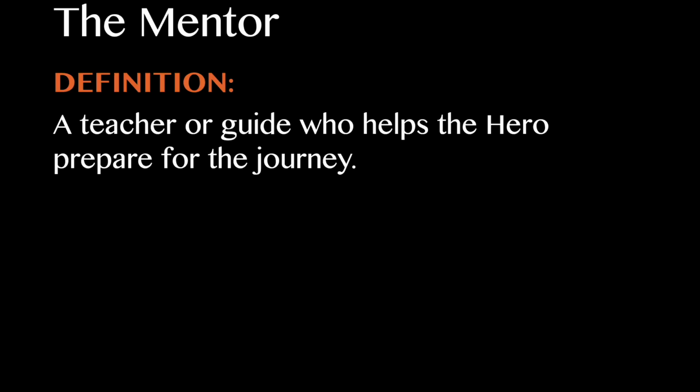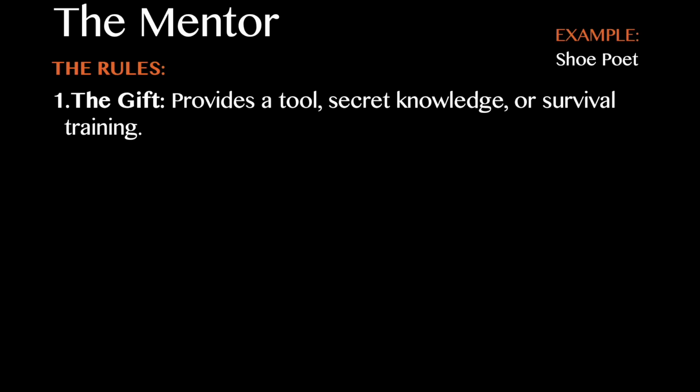The definition is a teacher or guide who helps the hero prepare for the journey, and you'll probably recognize that most of these center around the hero. That's why they're the main character, right? The shadow is the person creating obstacles for the hero. The ally is a friend of the hero. The mentor is a guide for the hero. It all centers around the hero. Here are the rules for the mentor.